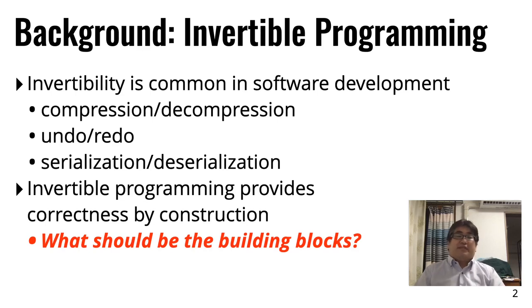Let us start with the background, invertible programming. Invertibility is a common and important concept in software development. For example, we have compression and decompression, we have undoing and redoing, we have serialization and deserialization. Invertible programming is a way to provide correctness by construction. Then, a natural question arises. For normal programming, the basic building blocks are functions. But for invertible programming, what should be the building blocks?